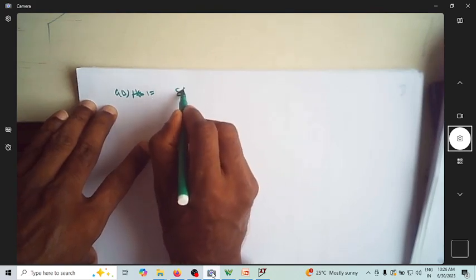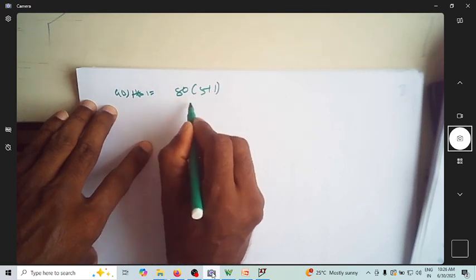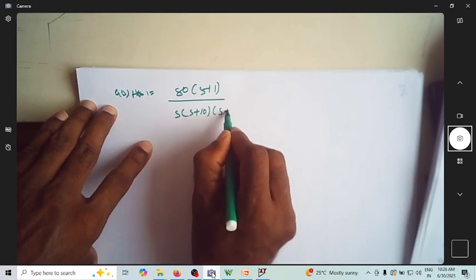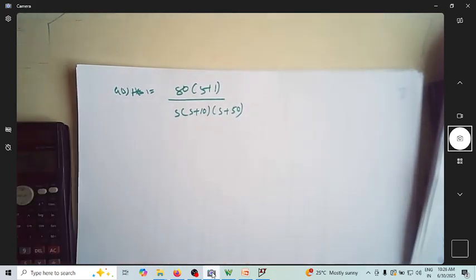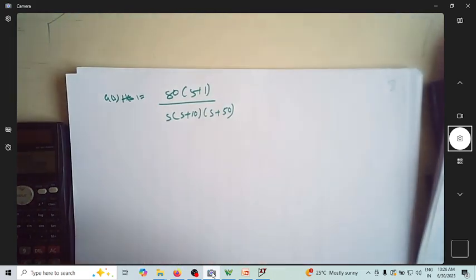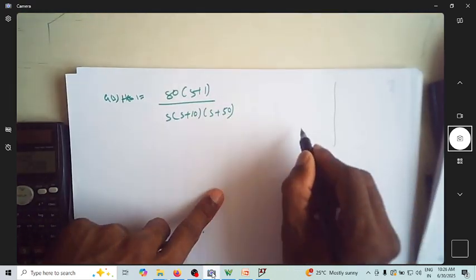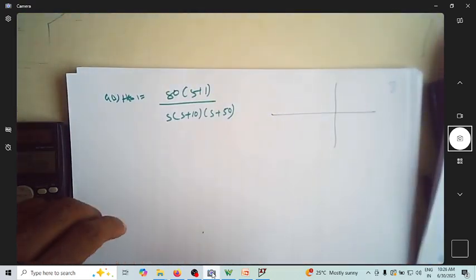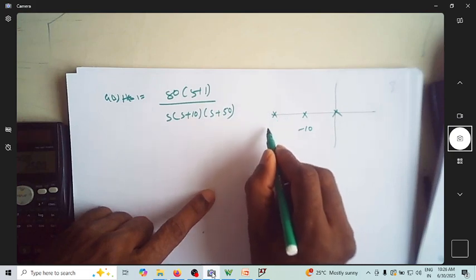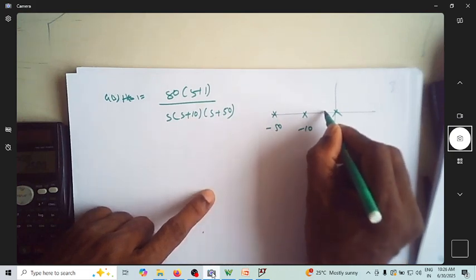So I'm taking a different example where you have something like this. G(s)H(s) is equal to 8(s + 1) / (s(s + 10)(s + 50)). If I can write the pole-zero plot of this, let us predict the system stability and then try to realize that. So it is here, it is minus 10 and it is minus 50, and you have a zero at minus 1.